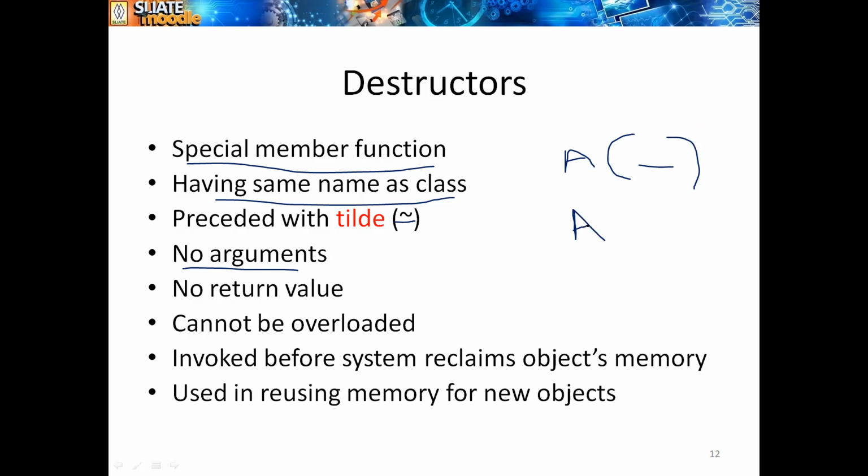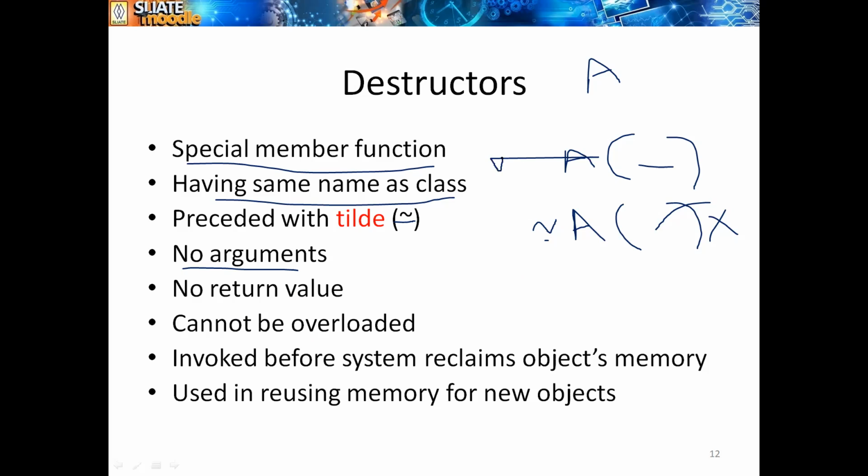Same class name A, right? This is a constructor. This is a destructor, with this mark. But it can't take an argument. If we pass an argument in here, it's wrong; it's not a destructor. It has no return value, but a constructor also has no return value.